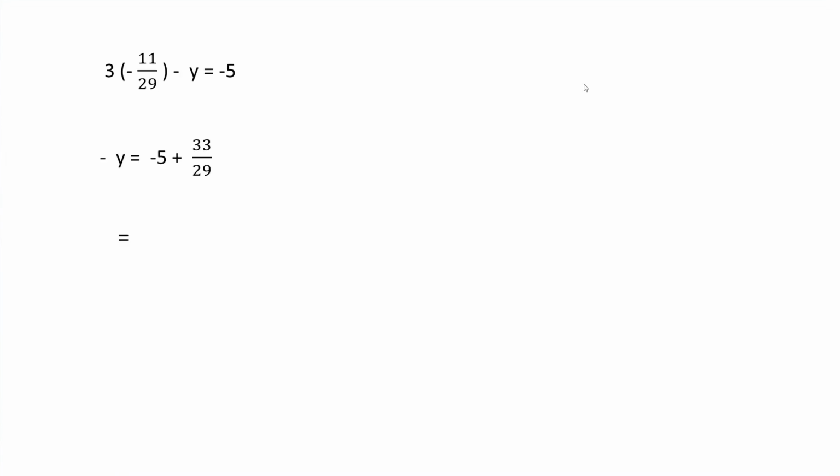Because both sides are added by 3 times minus 11 divided by 29. Using an LCM of 29, minus y equals minus 145 plus 33 divided by 29. Therefore, minus y equals minus 112 divided by 29. So y equals 112 divided by 29.